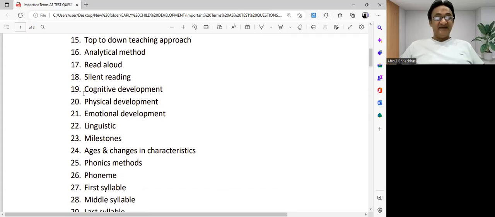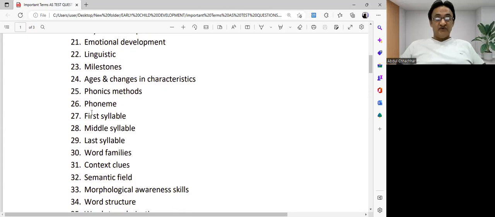However, milestones are linked with these developments. Milestones are actually characteristics, and these characteristics keep changing according to age. An examiner can give you the characteristics and ask you about a certain age. These characteristics are not the least highlighted, but very prominent characteristics that we can easily recognize at a certain age. So you have to go through it, and I have some lessons about that, so you can go and watch them. Regarding reading, phonic methods and phoneme: there is already a lesson, so you can go and see what these phonic methods and phoneme are.